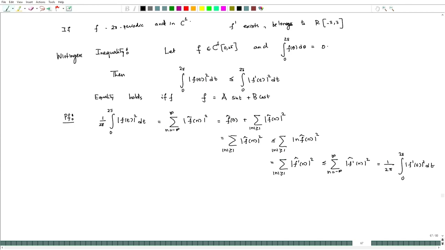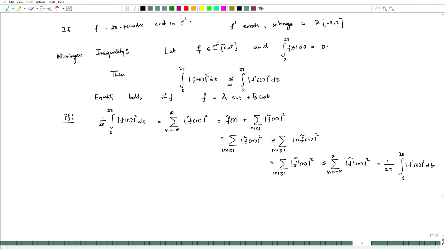And now let us see that if f is a sin t plus b cos t, then f prime is going to be nothing but minus a sin t plus b cos t, and you can see that both are the same. Now, if f is in this form, then the equality occurs. Conversely, if equality occurs here, then we need to show that f is of this form.